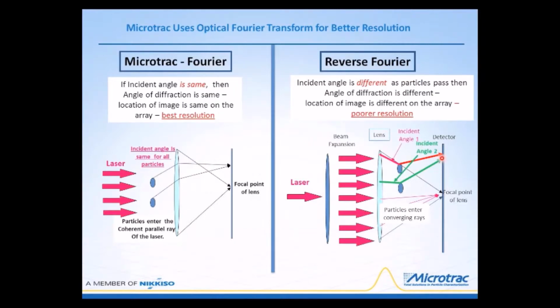So the big difference is that the starting point for calculations is the fingerprint, the pattern of scattered light. With the Fourier optical system, it's very well defined. With the reverse Fourier, there are some questions about how this has to be dealt with.